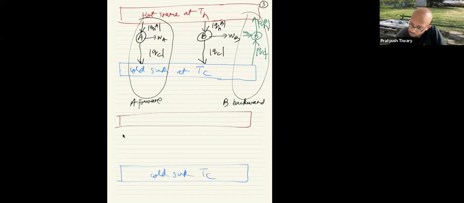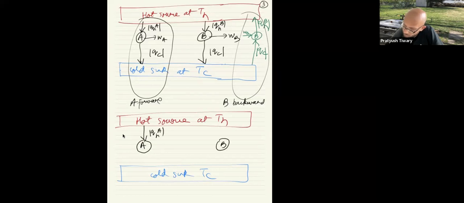This is hot source at TH. And the net effect is that you have a process A, which is taking some heat, QHA. You have a process B, which is giving back some heat, QHB. And process A is doing work WA. And on process B, you have to do work WB. And nothing is being dissipated to the cold sink. Okay? It's like there is nothing here. Nothing is going on. Let's think of it one step further.